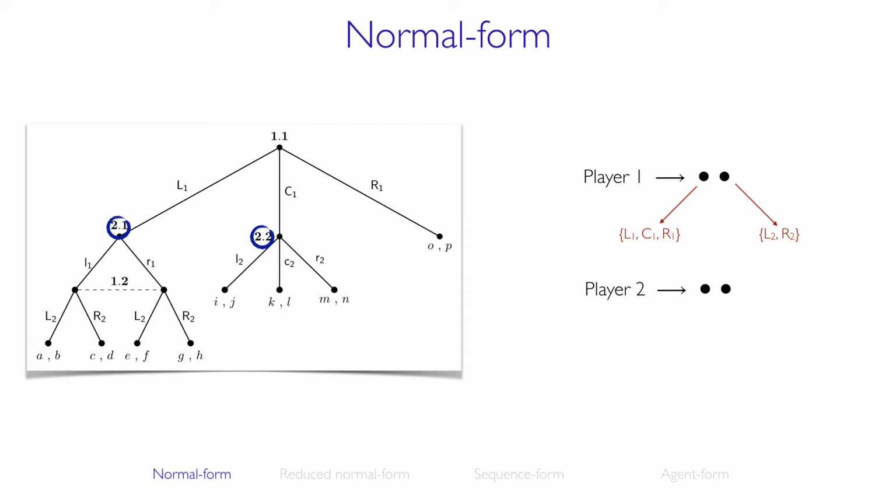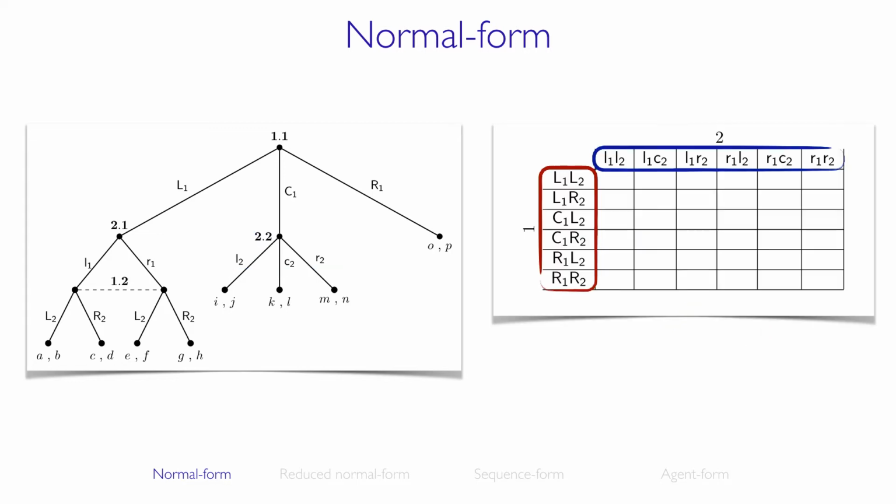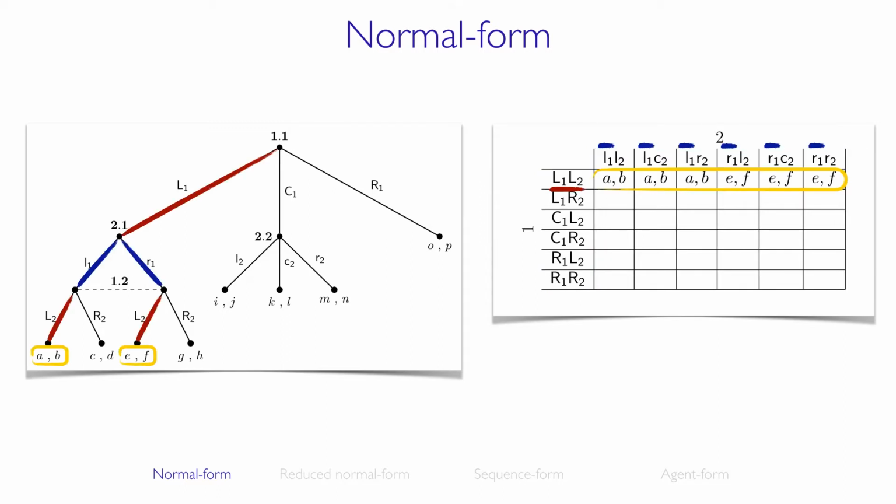Analogously, player 2 has two information sets. Thus, our plans first specify an action at information set 2.1, either L1 or R1, and then an action at information set 2.2, one among L2, C2, and R2. Finally, player plans are obtained by taking all the possible combinations of actions at different information sets.